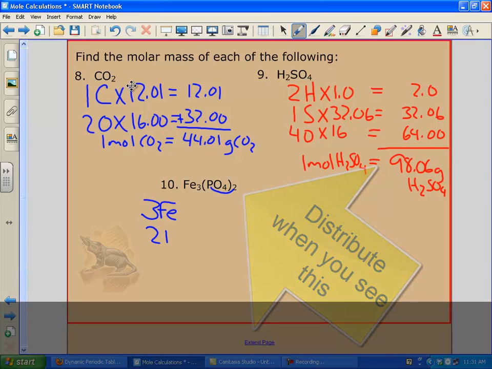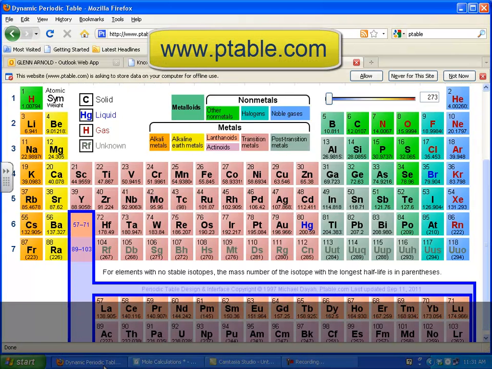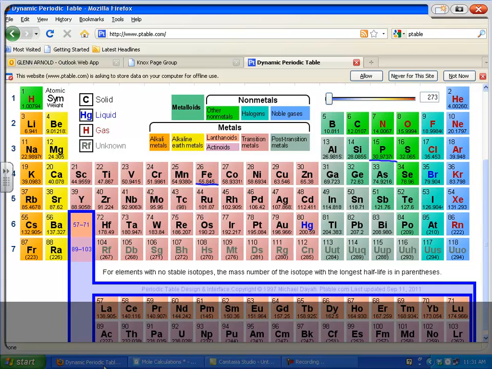Okay, so number 10 presents a little problem. So 3 irons, no problem. When you see a number outside of parentheses, you're going to treat this just like you would in algebra. You're going to distribute that 2, so it's 2 times 1 for phosphorus, so that's 2P, and then 2 times 4 for oxygen, which is going to give us 8 oxygens.